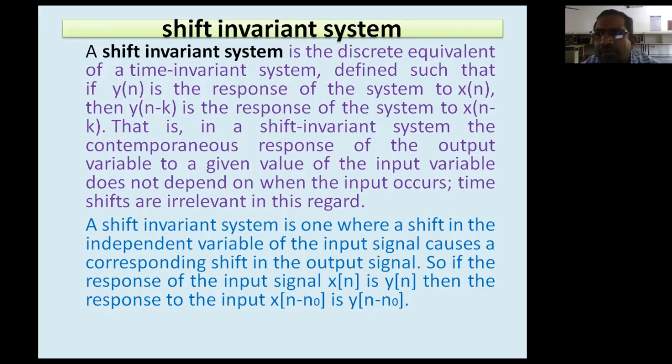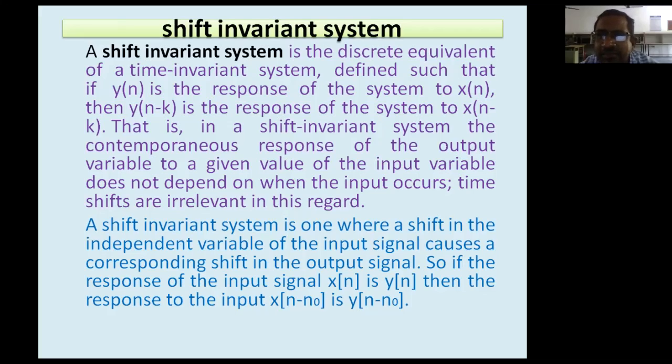What is this? Time invariance means what? Say the time is shifted, but the output is going to be the same as in the case of a time invariant system. This is a shift invariant system. Invariant means there is a shift in the time, but the same amount of shift you're going to find in the output. It's called a time invariant system.